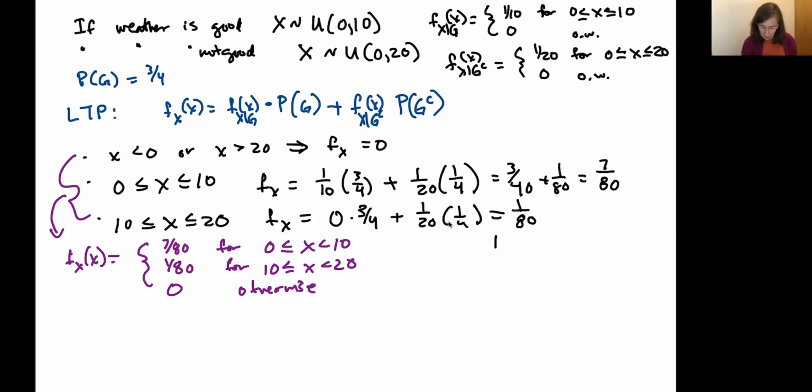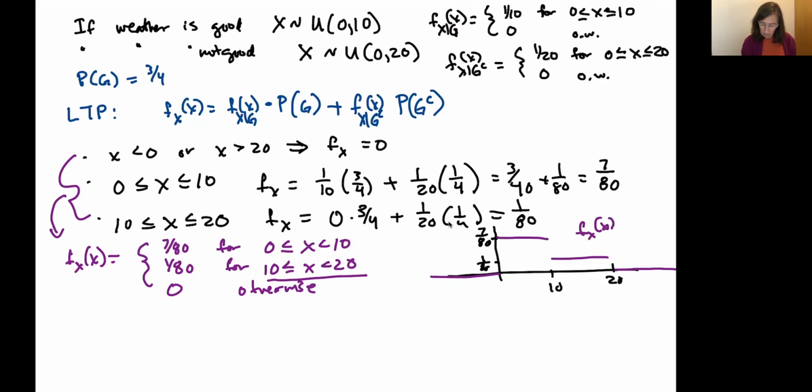Drawing it here, I've got 10, I've got 20. What are the other numbers that are significant? I've got 7/80 and 1/80. This is not to scale, but let's just say that that's where those points are. And what this is saying is that when X is between 0 and 10, the PDF is up here at 7/80. When X is between 10 and 20, the PDF is down here, and everywhere else it's 0. Okay, that's that same unconditional PDF.